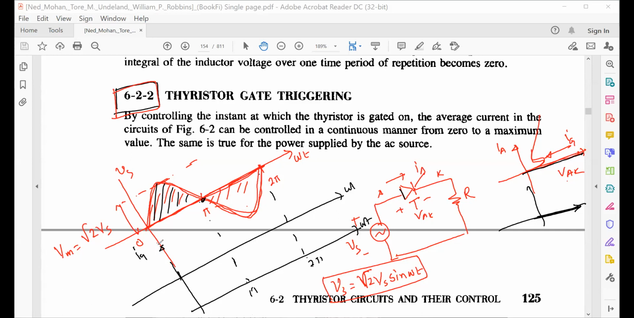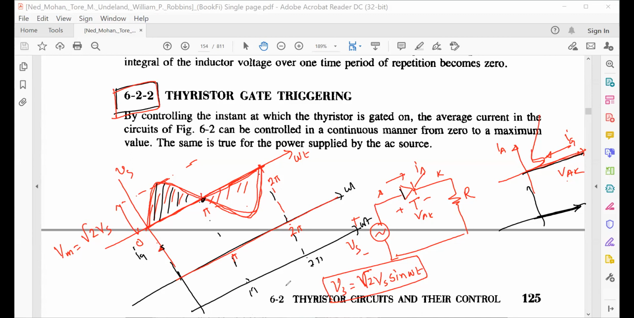Look here, this is the gate pulse. I have not applied any gate pulse from 0 to twice pi. This is your twice pi, this is your pi. So what should be the output voltage? Can anyone tell me? 0. Why 0? Sir, you haven't applied any gate pulse, so it will not give any output. Yes, I have not applied a gate pulse.